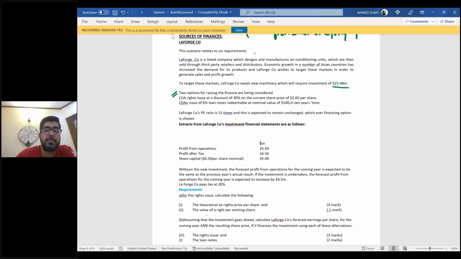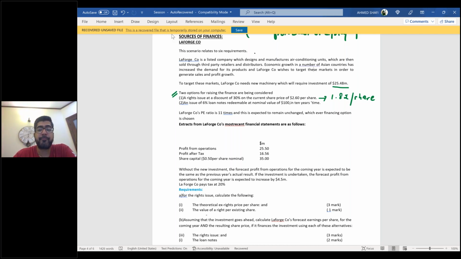First, a rights issue at a 30% discount to the current share price of 2.6 per share. That means the rights issue is at 30% less than the current share price of 2.6 per share. The rights issue will be at 1.82 per share, because it is at 30% less than the current share price of 2.6. That means the rights issue is at 1.82 per share.